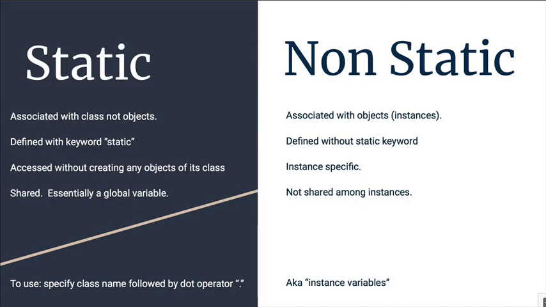Let's get started by talking about static and non-static variables. A static variable is one that's associated with a class, not objects of that class. When a class member is declared static, it can be accessed without creating any objects of its class. Non-static variables are also known as instance variables and are used by objects to store their states. Variables which are defined without the static keyword and are outside any method declaration are object-specific.